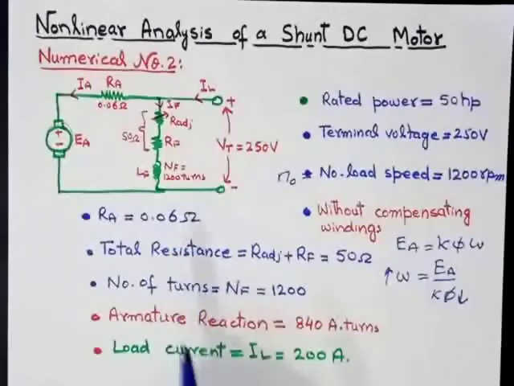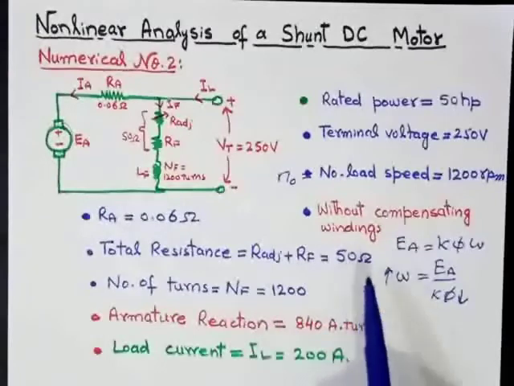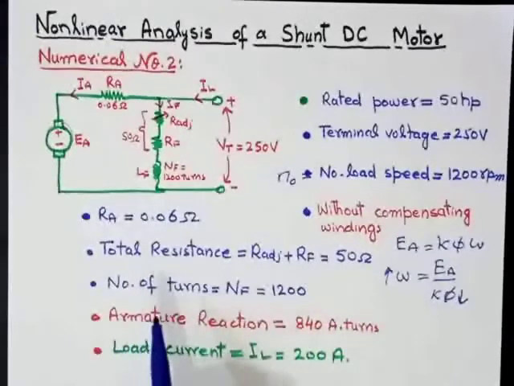and the total resistance of the field circuit, R adjustable plus RF, is equal to 50 ohm. The total number of turns across the field winding, or across the static part, is NF equal to 1200 turns. Due to armature reaction, the magnetomotive force is equal to 840 ampere turns, and the load current, that is the input current IL, is equal to 200 ampere. These are the given parameters of numerical number 2.